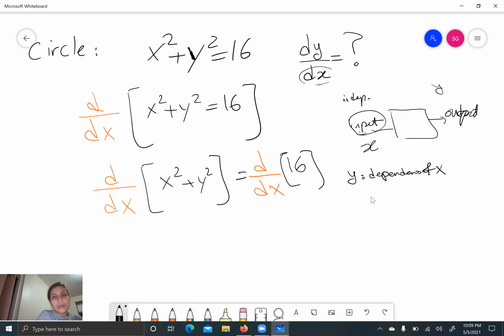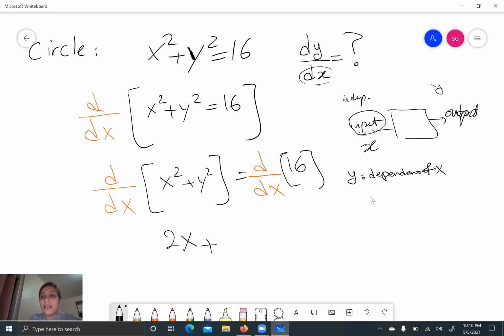Okay, so when you do that, what is the derivative of x squared? If x is just the independent variable, the derivative is going to be 2x. That's it. Now, plus, what is the derivative of y squared? Okay, y squared is dependent on x.